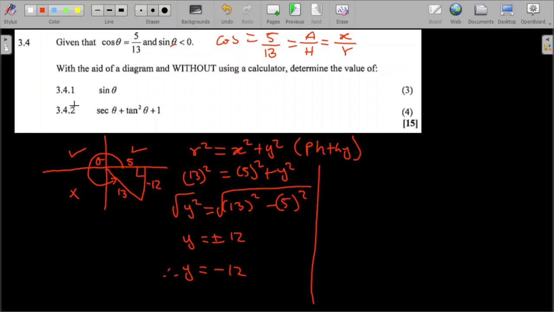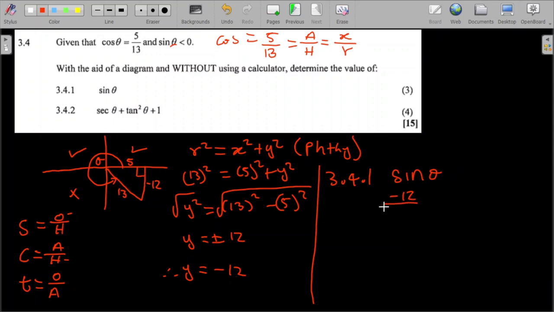Now, let's go straight into answering our questions. 3.4.1. They're asking me to find the sine of theta. It's very important also to know the trig ratios. Remember, sine is opposite over hypotenuse, cos is adjacent over hypotenuse, and tan is opposite over adjacent. I usually remember it like this: oh heaven, another hour of algebra. But it's up to you. Other people use SOHCAHTOA, but I'm not there. So my sine is opposite over hypotenuse. The opposite side here is negative 12 over hypotenuse, which is 13. So this is going to be my answer for 3.4.1.